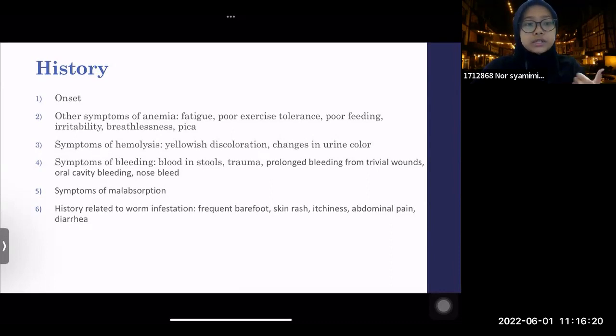And then also ask about symptoms of malabsorption, such as diarrhea, and also oily, foul-smelling stool or abdominal distension. As we know, for iron deficiency anemia, one of the causes is malabsorption. Okay, so ask also about the history related to worm infestation. For example, if the patient is frequently barefoot when playing outside, which could expose the patient to hookworm infestation, and symptoms such as skin rash, itchiness, abdominal pain, and also diarrhea. Okay, next.